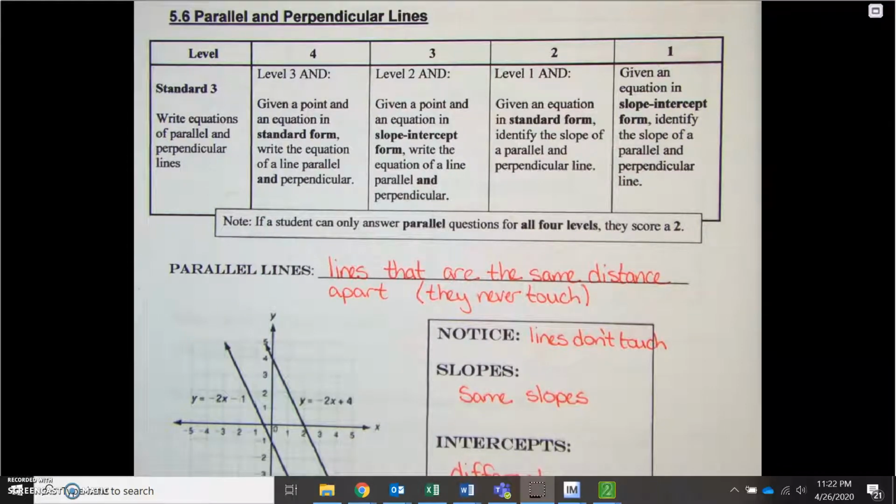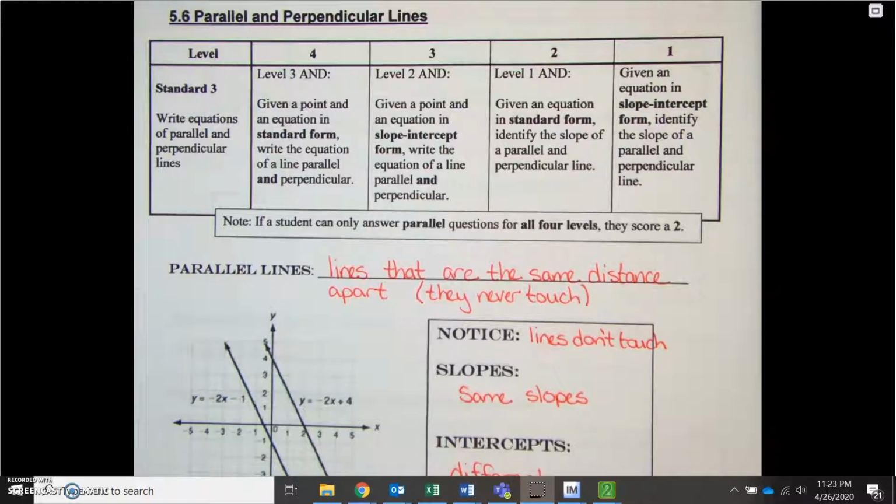Unit 5, Standard 6. This video will focus only on Level 1, which is given an equation that's already in slope-intercept form. We have to be able to identify the slope and give the parallel slope and the perpendicular slope. So the first thing that we need to do is go through a few definitions.